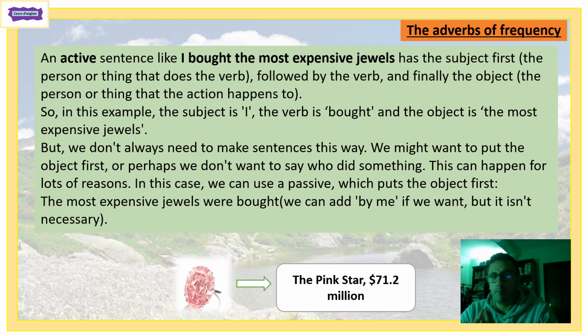Mais nous n'avons pas toujours besoin de faire des phrases de cette façon. Nous pourrions vouloir mettre l'objet en premier, ou peut-être nous ne voulons pas dire qui a fait quelque chose. Alors cela peut arriver pour de nombreuses raisons, bien sûr. Dans ce cas, on peut utiliser un passif qui met l'objet en premier. Les bijoux les plus chers ont été achetés. On peut ajouter par moi, by me, si on veut, mais ce n'est pas nécessaire.